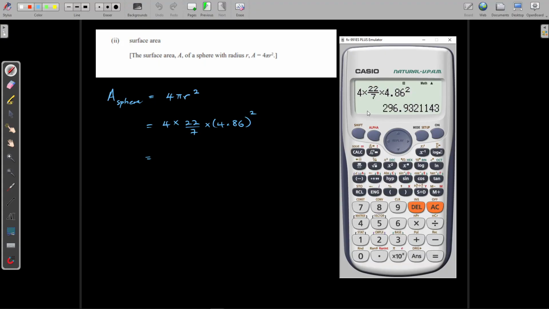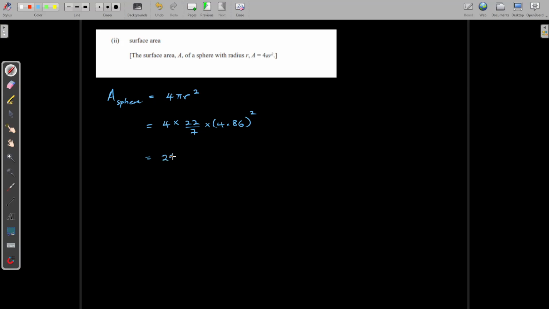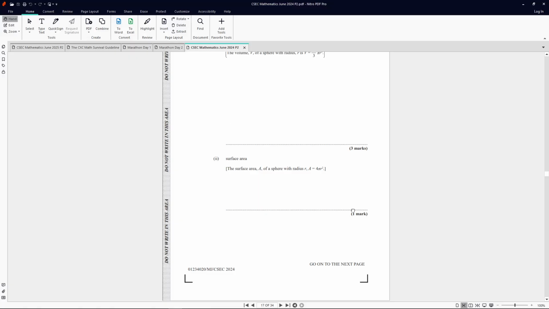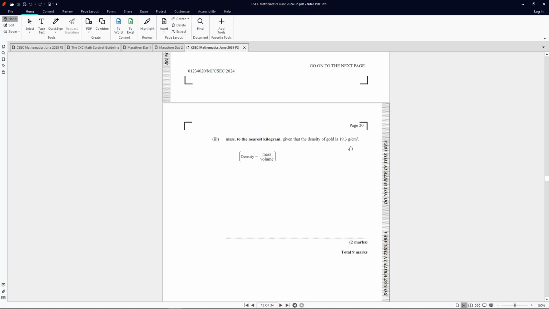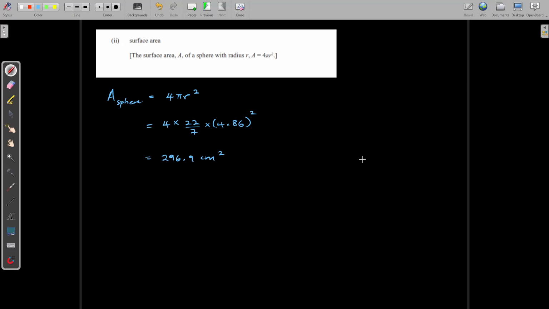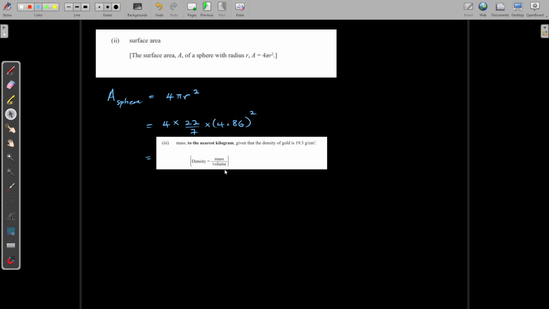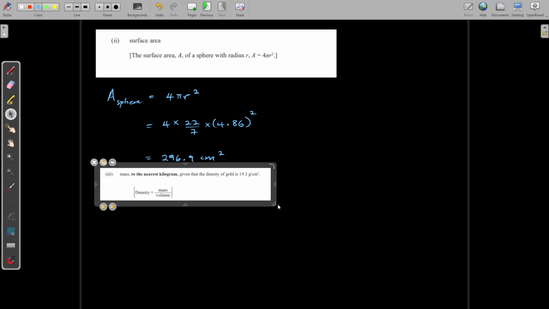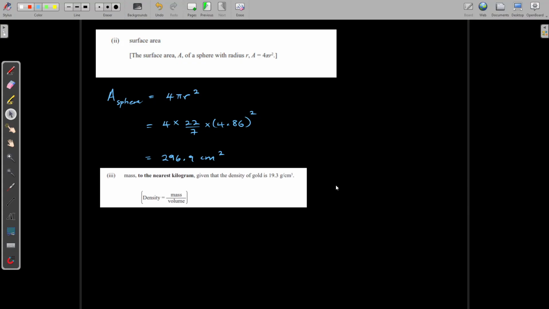So it's 296.9 centimeters squared. And this will be the surface area for each one of the spheres. So we already have r, so let's plug it in here and we use it. Alright, so the last part now they're asking us for density. So you see that these types of questions can come with all sorts of things.